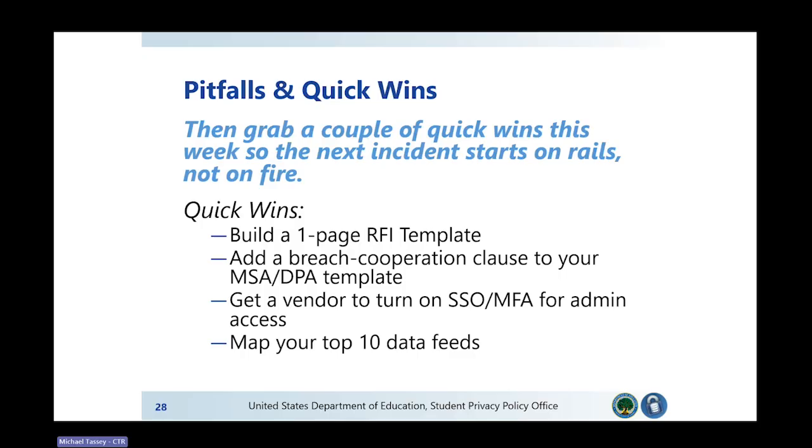And critically here, map your top 10 data feeds, right? Your vendor, elements, transport, frequency, retention, owner, etc., and store the sheet next to your contracts. Just run out and get your top 10, your biggest vendors, and build that data sheet for those vendors, and keep it in your incident response folders next to your contracts, right?